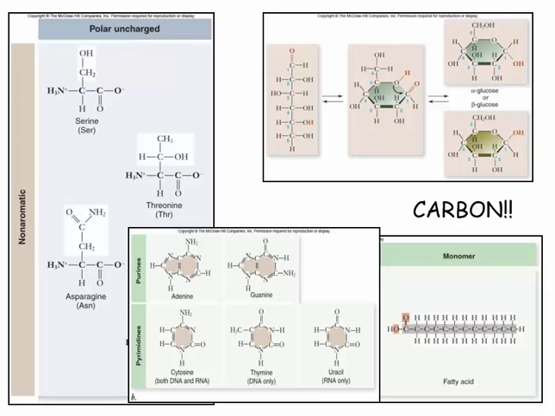Here are some examples of our important macromolecules that make up living things. And you'll see if you look at the chemical structure here, a central component to all of these is carbon. So carbon is this very versatile element that we can use as our skeleton for our organic compounds in living things.